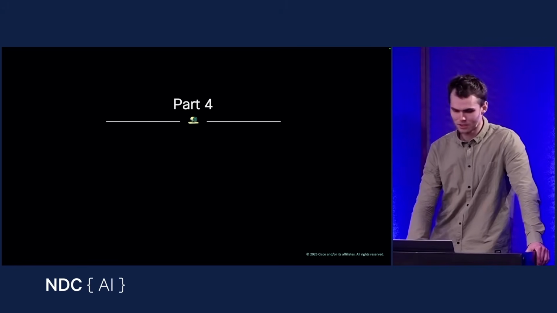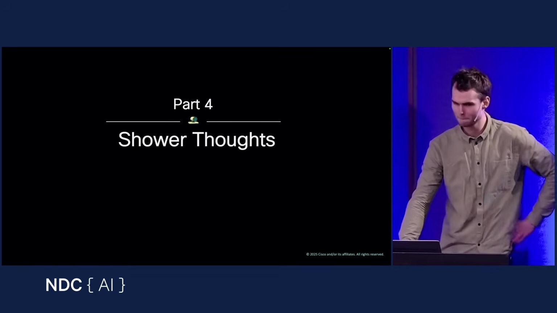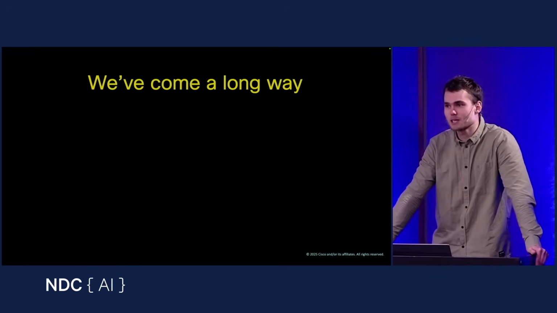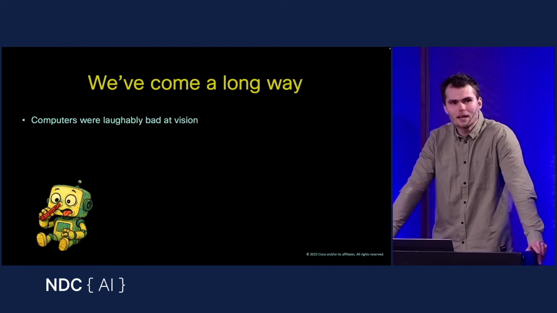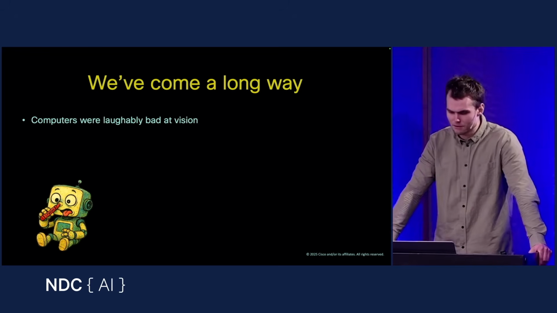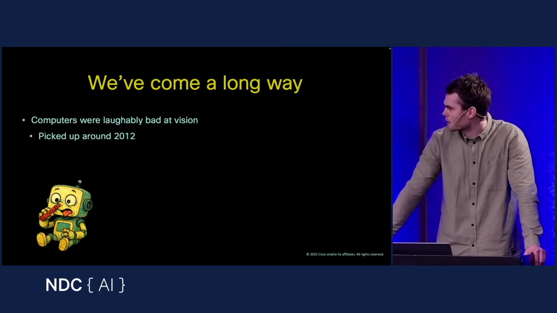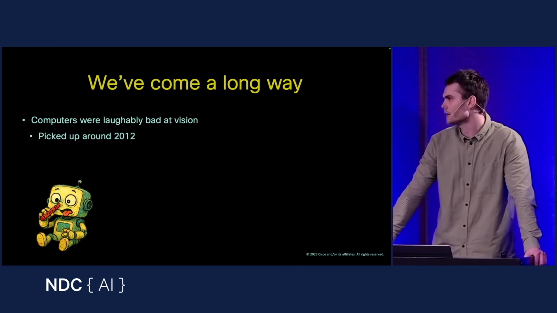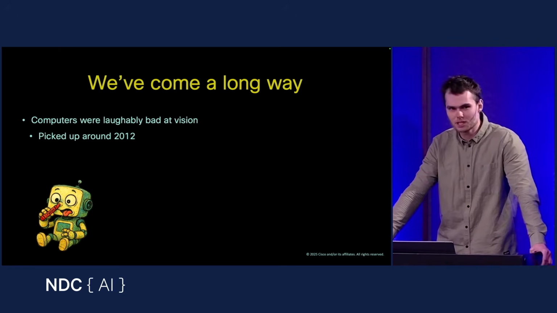Anyways, part 4. I promise I'm done soon. Shower thoughts. So we've come a long way in this presentation, but I was more thinking in terms of computer vision. It's not that long since computers were laughably bad at just about any vision task. It really only picked up around 2012 with AlexNet, and even that was just doing classification. Then you were still a year or two away from even the more rudimentary object detectors.